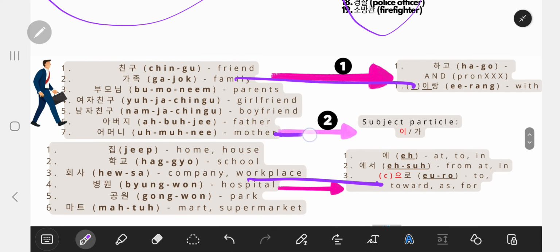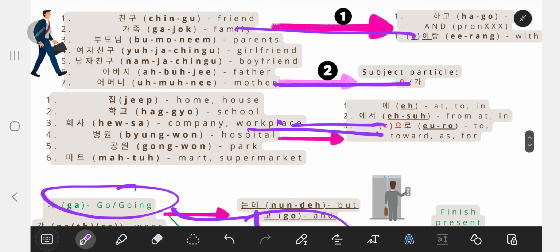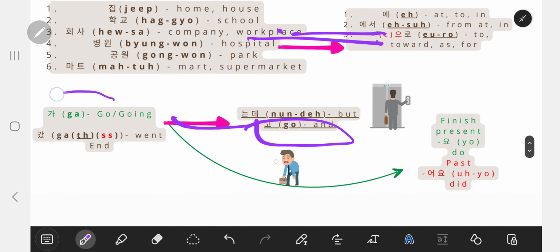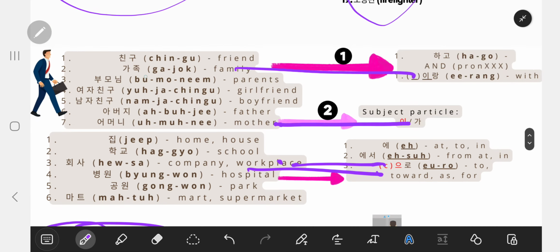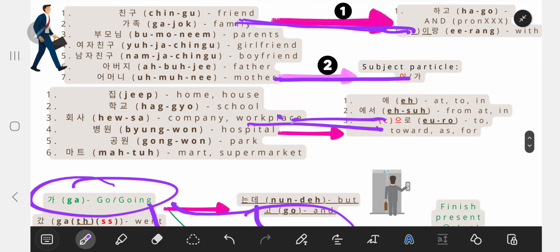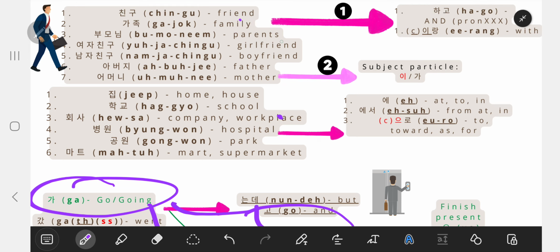My mother. My mother is. 엄마가. And then 회사로. Company or work to. And then again, going. She is. 가요. So it'll be 친구랑. So 친구랑. Over here. I'll just delete this here. So 친구랑.